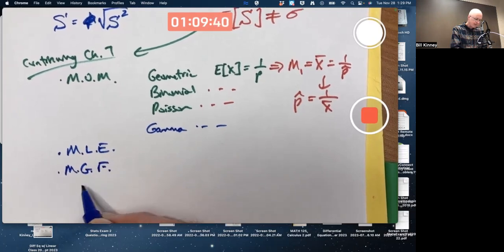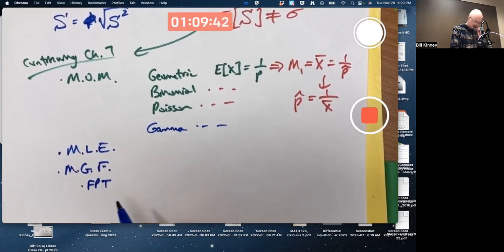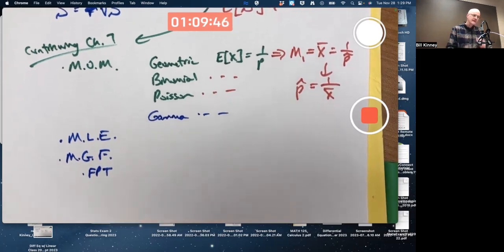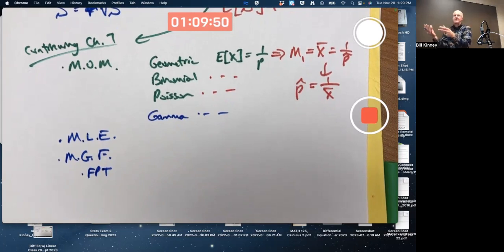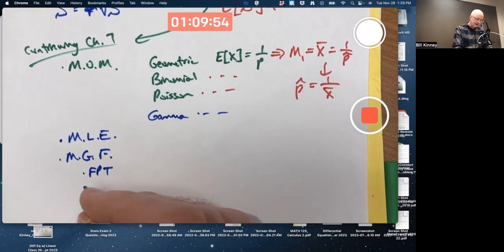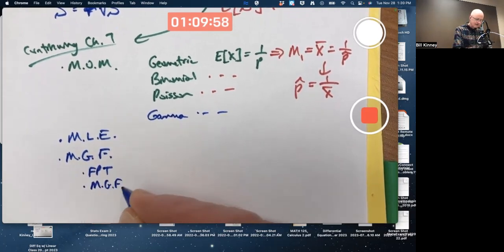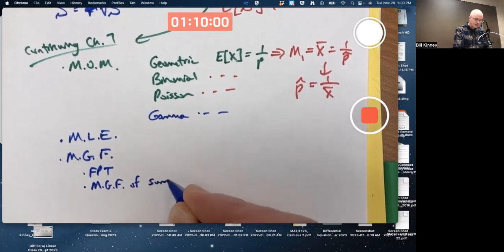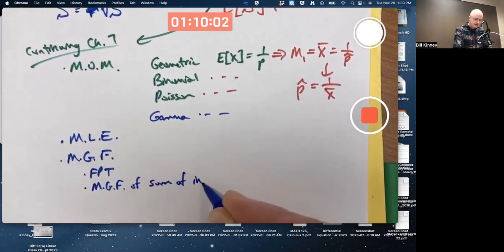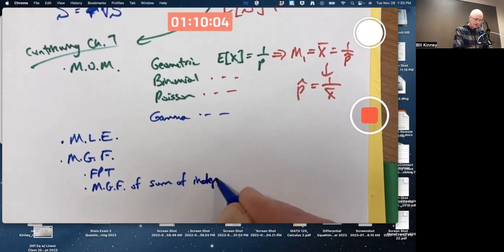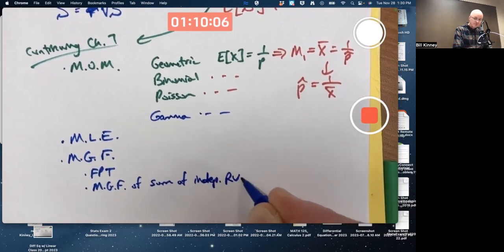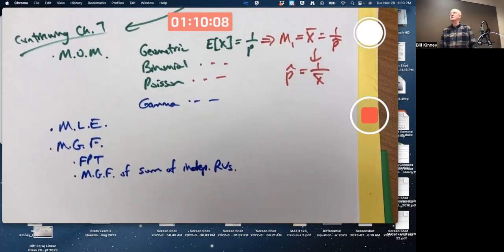Then we had moment generating function stuff. There's the fingerprint theorem. The fingerprint theorem said if two moment generating functions are the same, then the variables have the same distribution. We got the theorem that the MGF of the sum of two or more independent random variables is the product of their moment generating functions.